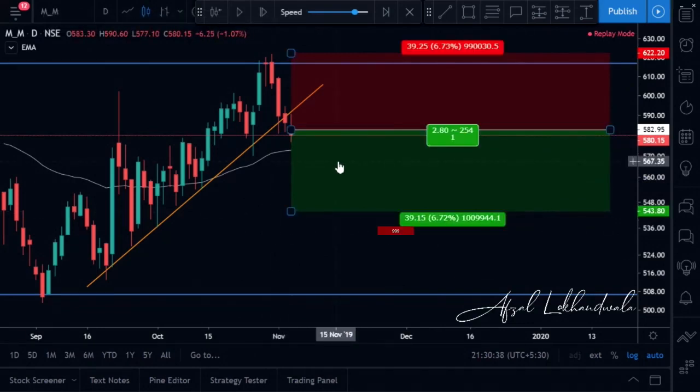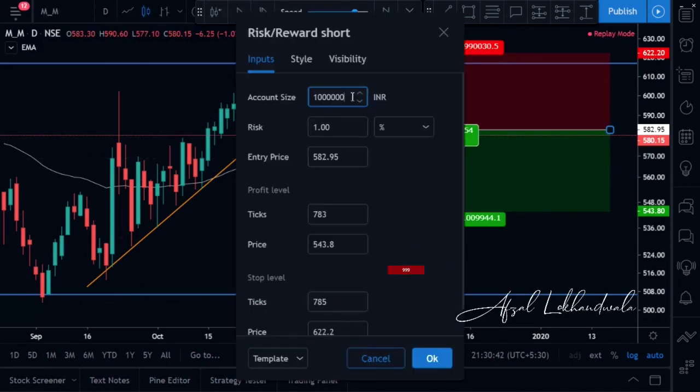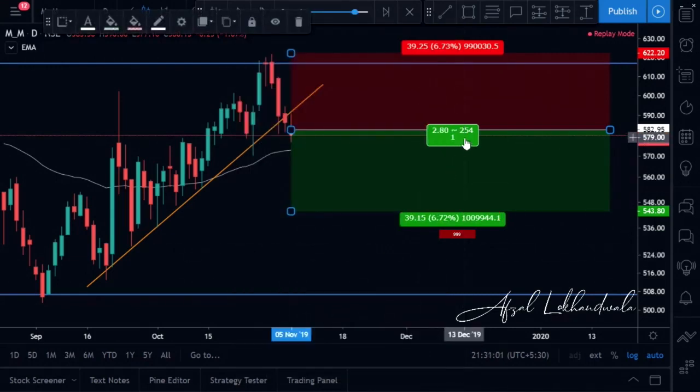Now how do I calculate quantities? You can double click on this. Now here you can put your capital size. Let's say that you have 10 lakh rupees in your Demat account. 10 lakhs is your trading capital and you are risking 1% per trade, that is 10,000 rupees. So you write 1% here and then you hit OK. So this 254 here is the number of shares which you need to sell.